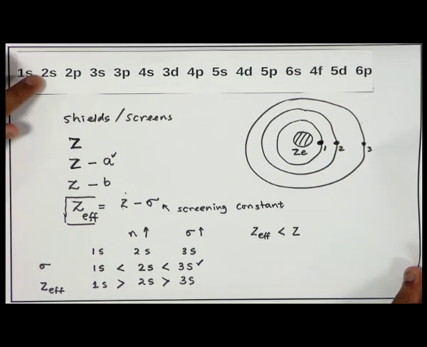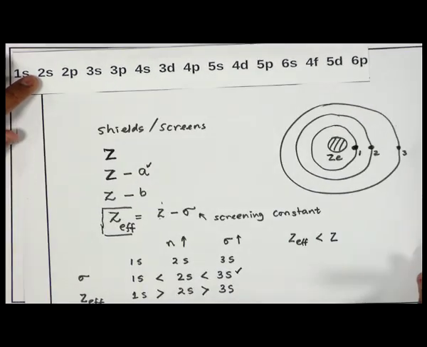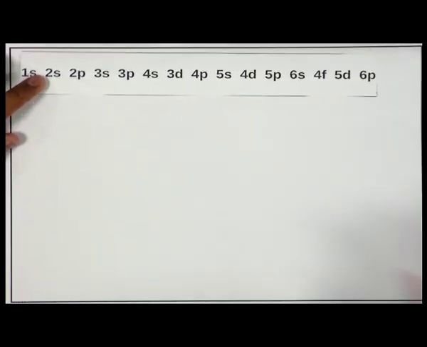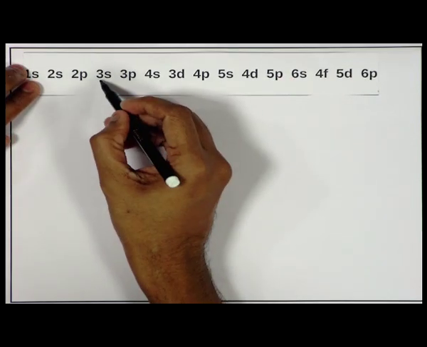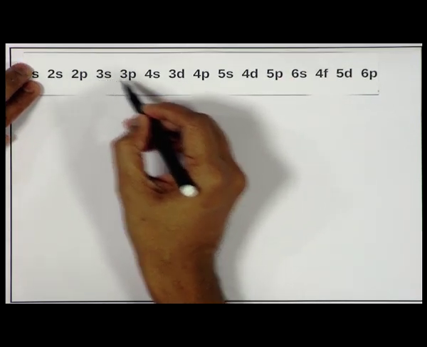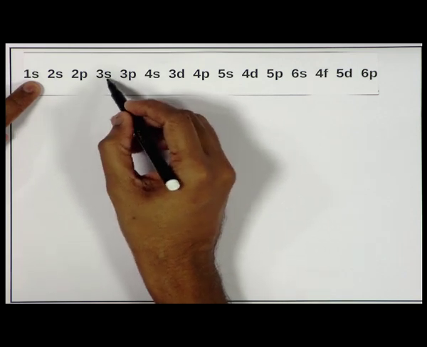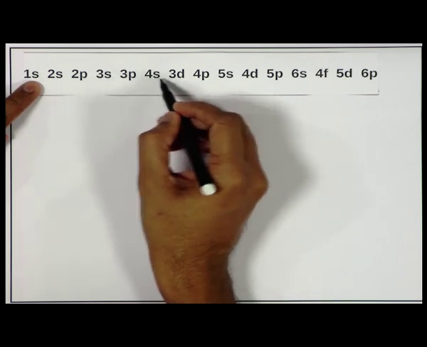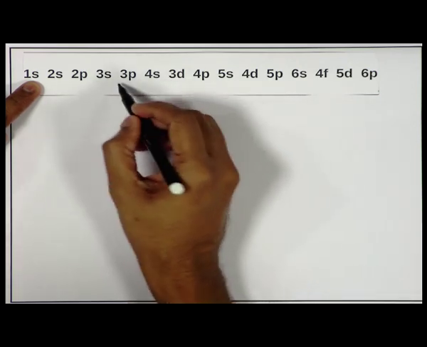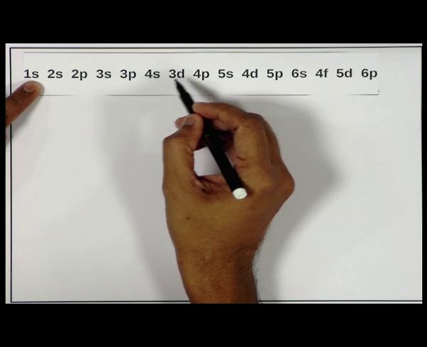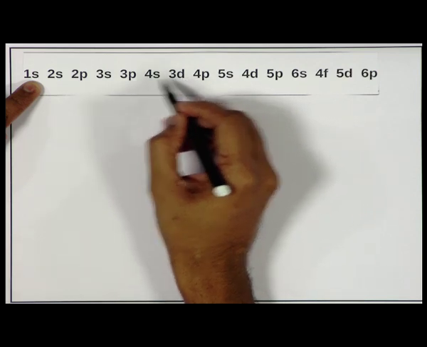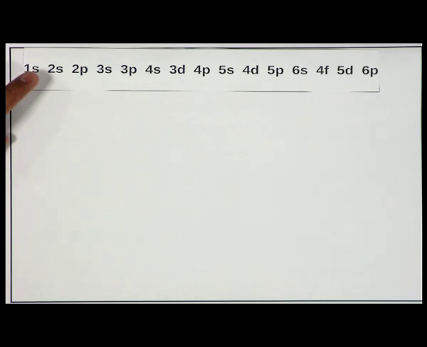Now, next we will discuss the fact that we observed that for a given principal quantum number n, the orbital energy increases as you go higher and higher in orbital quantum number. So, 3p has greater energy than the 3s orbital, and the 3d orbital has energy greater than the 3p orbital. We will try to understand this next.